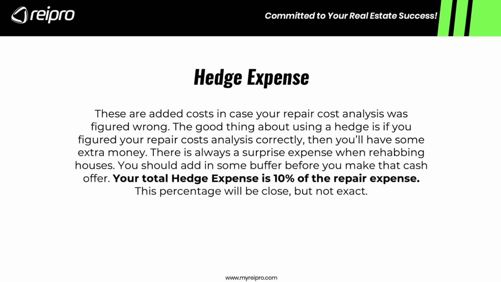Next is the hedge expense. So these are the added costs in case your repair cost analysis was figured wrong, right? The good thing about using a hedge is if you figured your repair cost correctly, you're going to have some extra money. There's always going to be a surprise expense when rehabbing houses. So I want you to add in some buffer. What I do is I take 10% of the repair cost, not the after repaired value, but the repair cost, because I know that I'm going to find some hidden surprise when I'm rehabbing a house. So 10% is at least going to cover those things.